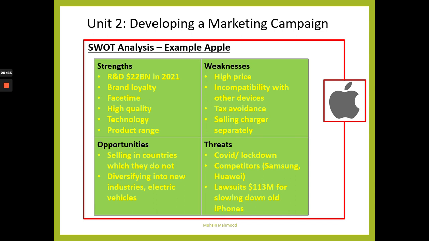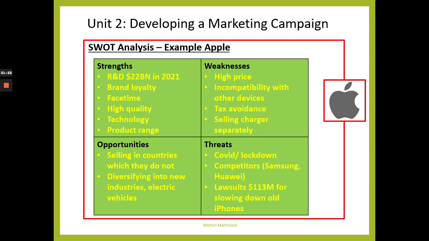Another strength is their product range. So Apple has a lot of products and services. They have a lot. You've got the Apple iPhones, you've got Apple Pay now, you've got Apple Watches, Apple TVs, Apple Music. Okay, so Apple have a lot of things. Apple Mac as well. So that's a strength.